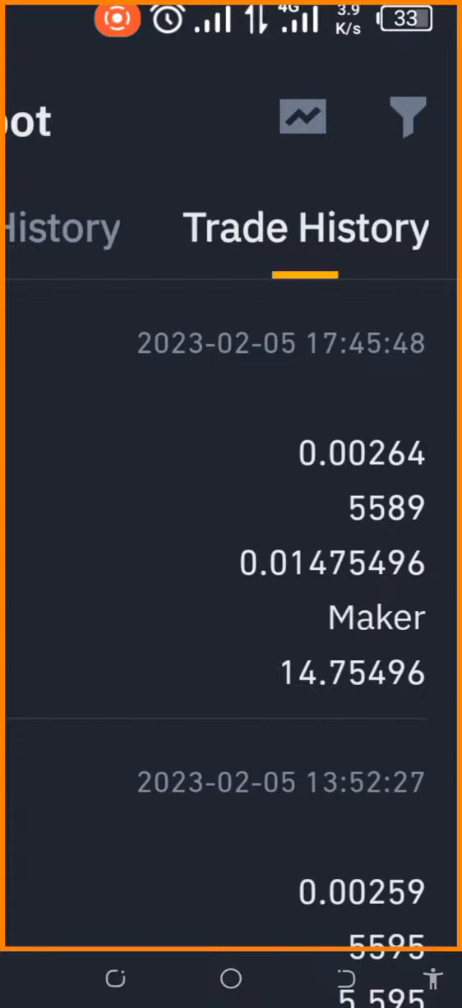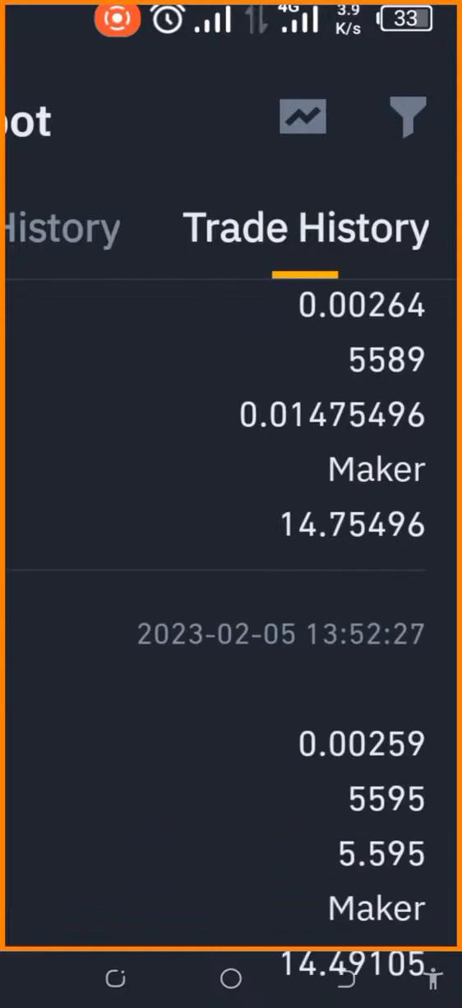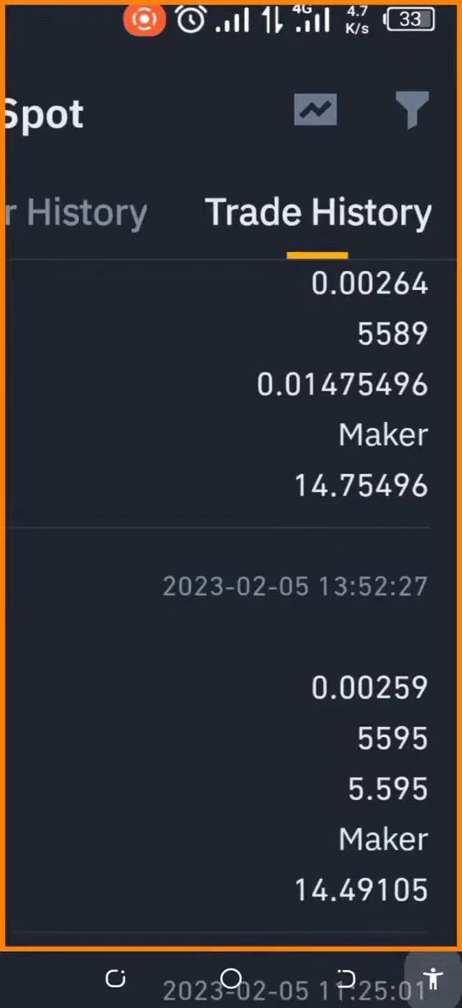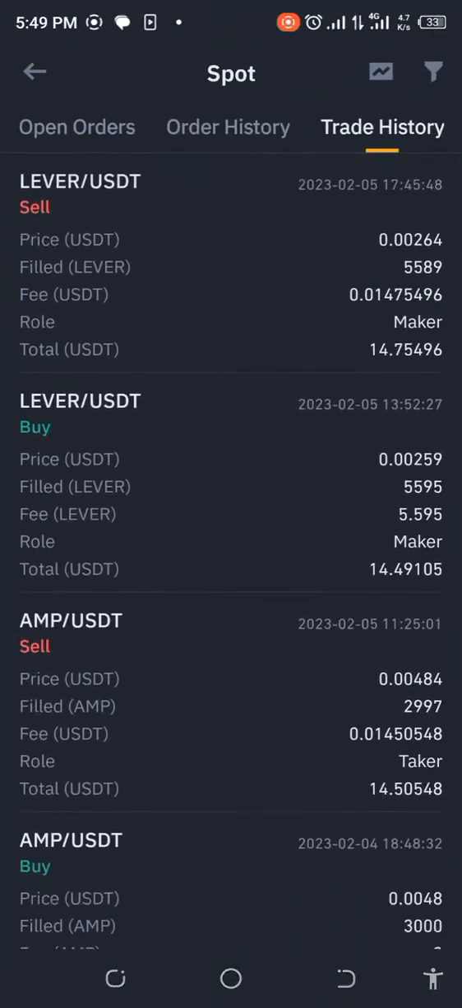2640, that's 0.00264, and it immediately got sold. So this is actually a good threshold. If you take a good look at the distance from 2590, that's about 50 in between, which is fine. And then you'll be able to still make profit, right?